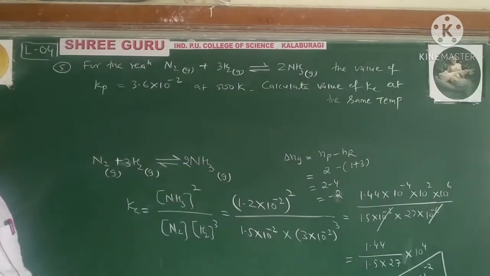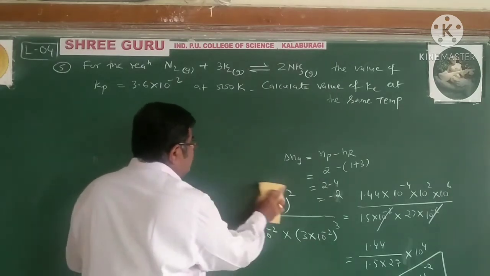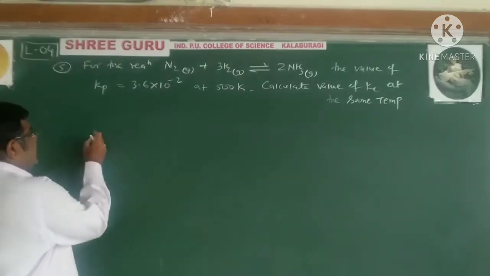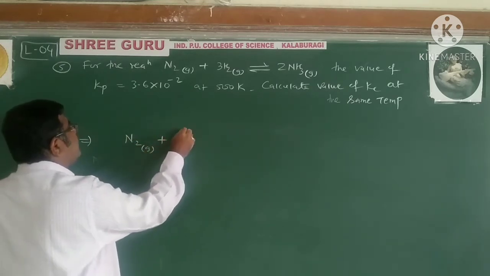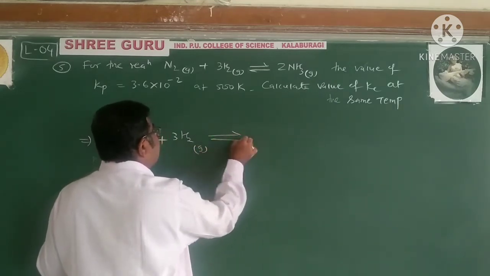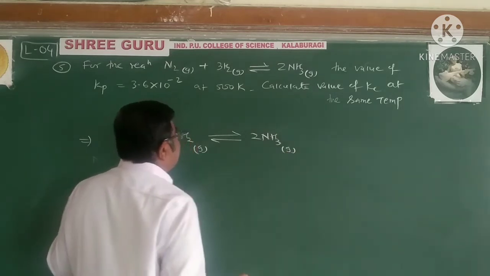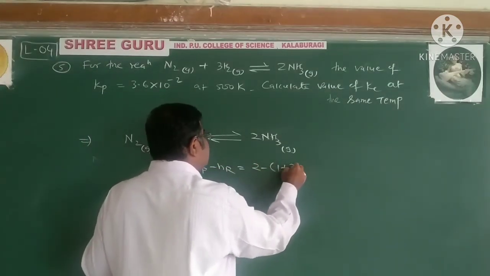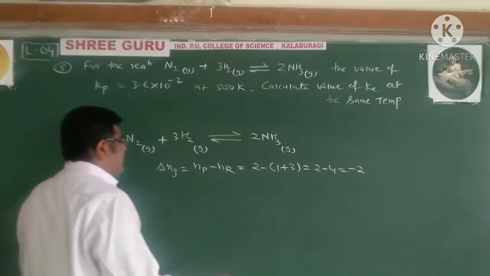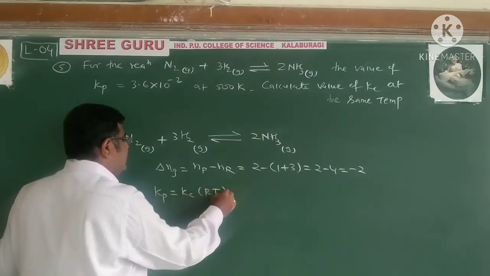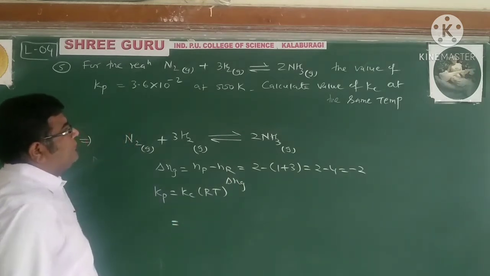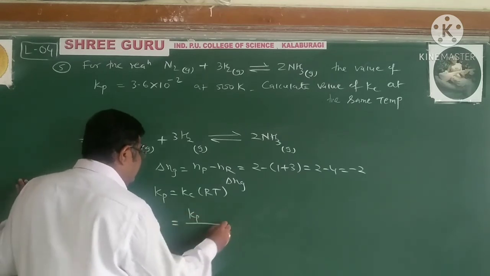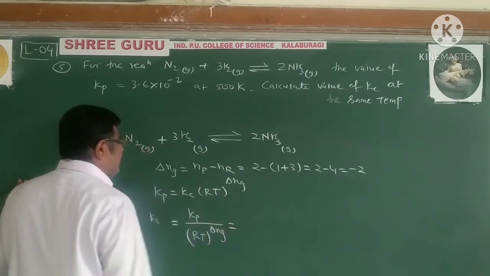Now we know the relation between Kp and Kc. What is that relation? Kp is equal to Kc into RT raised to delta n. So the equation they have given here, we write that equation once again. Nitrogen gas, 3 moles of hydrogen gas, 2 moles of ammonia gas. Delta n equals np minus nr, 2 minus 1 plus 3, 2 minus 4, 2 minus 2. Kp is equal to Kc, RT raised to delta ng. Kc they have asked. So Kc is equal to Kp divided by RT raised to delta ng.